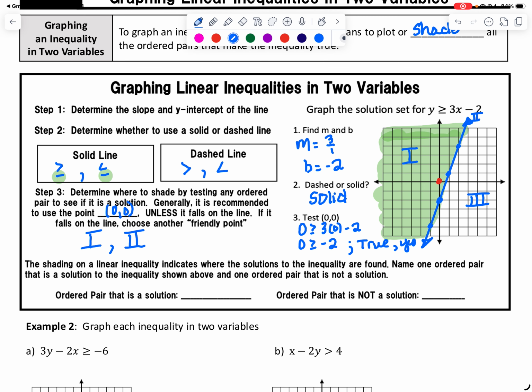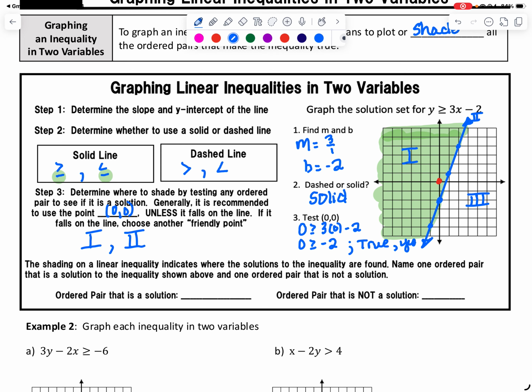That's because this inequality said you could be greater than, which would be region 1, or equal to, which would be region 2. So region 1 and region 2 are solutions, okay? So the shading on a linear inequality indicates where the solutions of the inequality are found.